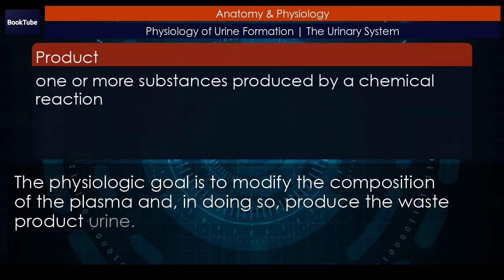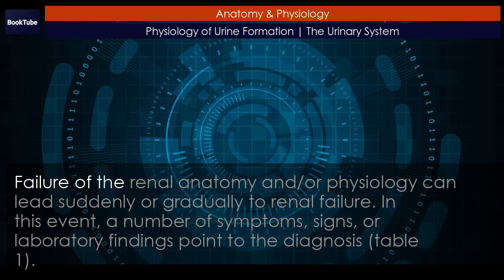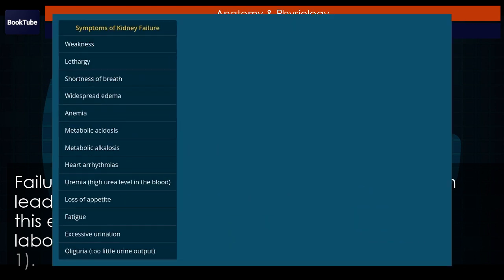The physiologic goal is to modify the composition of the plasma and, in doing so, produce the waste product urine. Failure of the renal anatomy and/or physiology can lead suddenly or gradually to renal failure. In this event, a number of symptoms, signs, or laboratory findings point to the diagnosis.